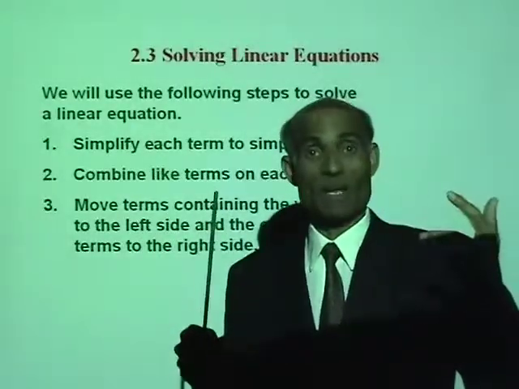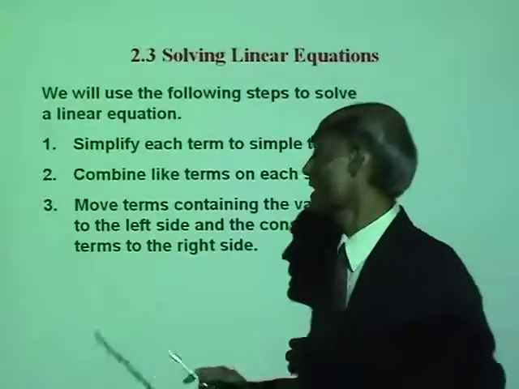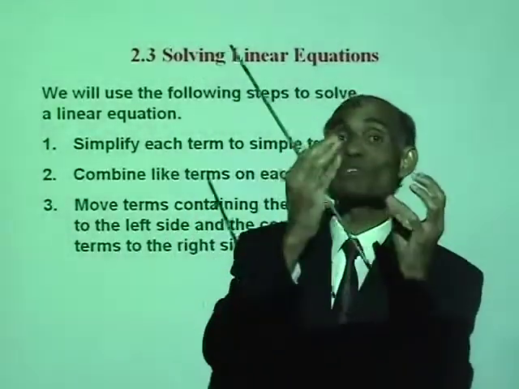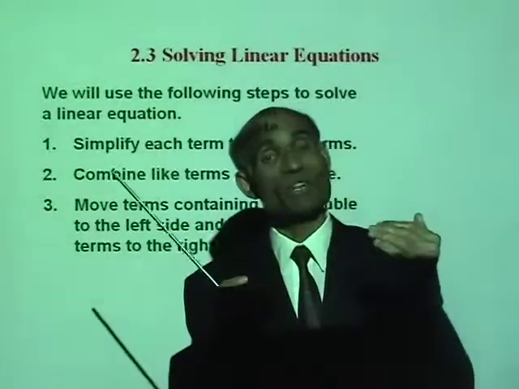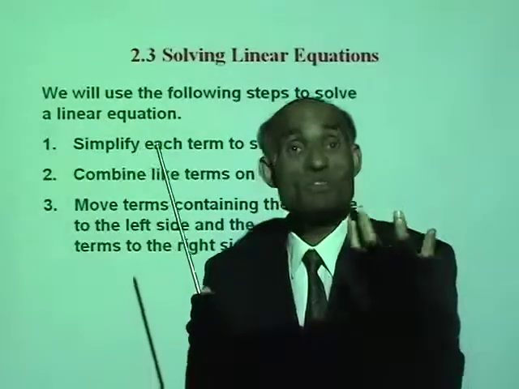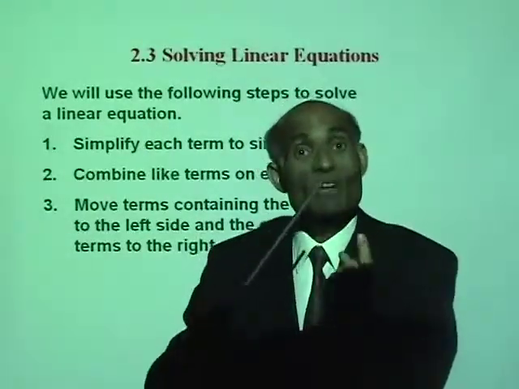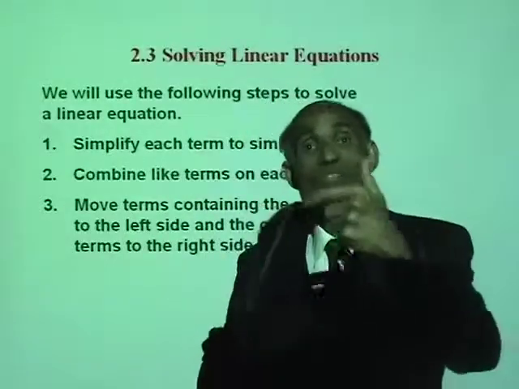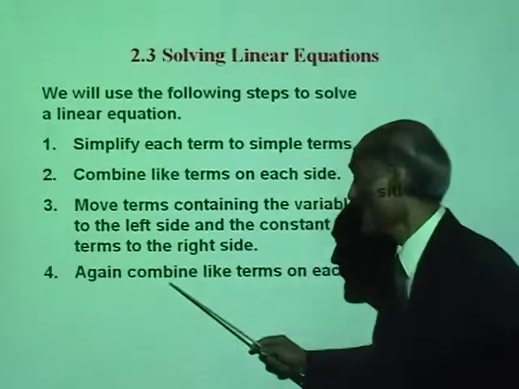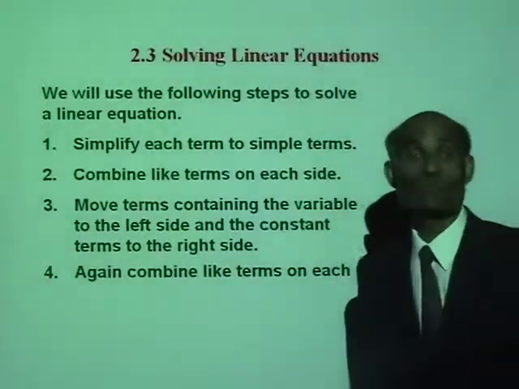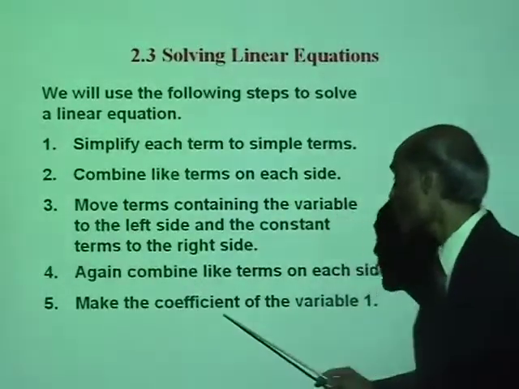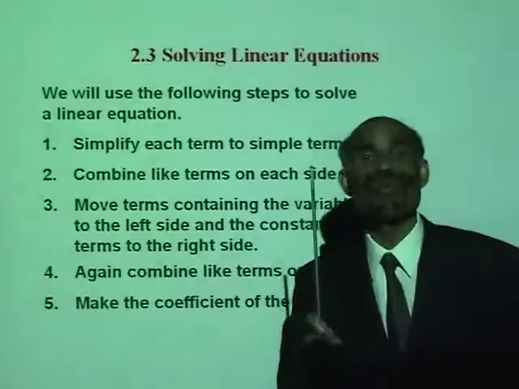It doesn't matter really. But in most cases, it may be convenient for us to move the terms containing the variables to the left and the constant terms to the right. Okay? But sometimes we may choose to move the variables to the right and the numbers to the left. Okay? Number 4, again combine like terms on each side and then make the coefficient of the variable 1.